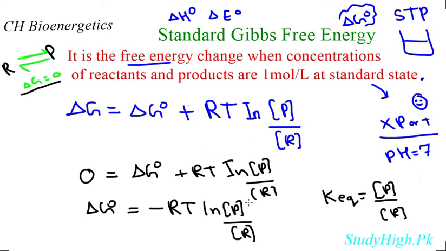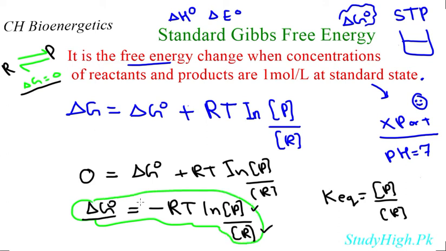What must you know to calculate this standard Gibbs free energy? You must know the concentration of products and reactants at equilibrium state. If you know the concentration of reactants and products at equilibrium state, you can easily calculate the value of delta G naught for any biochemical reaction. So this is a simple thing. I hope you have understood how you can calculate the standard Gibbs free energy and Gibbs free energy.